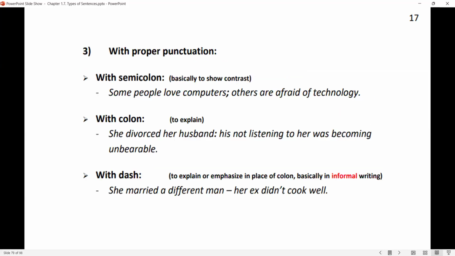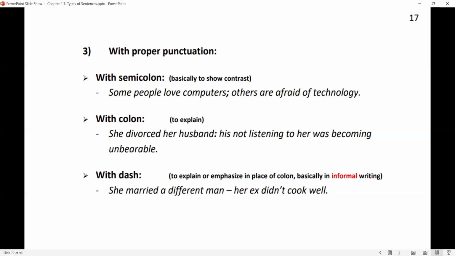Now let's continue. Here we just have some notes on punctuation. I read them fast. With proper punctuation, with a semicolon, basically you show contrast. Some people have computers; others are afraid of technology. So you can just avoid using any words. You can just use punctuation to show contrast.